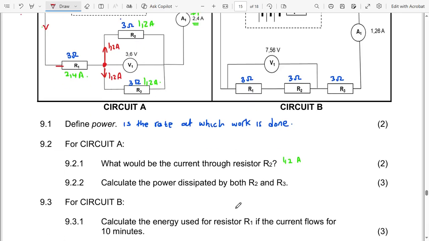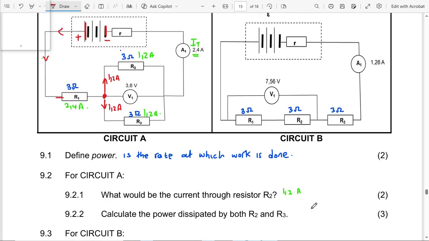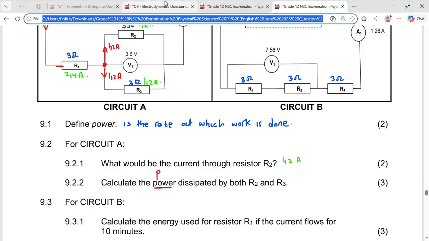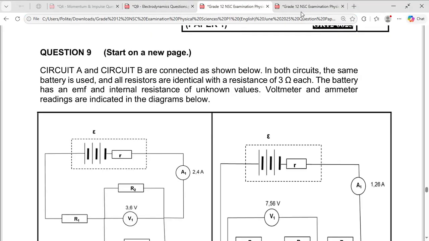Now they want the next one, 9.2.2. They say calculate the power dissipated by both R2 and R3. We are still in circuit A. Let's say you don't know what is going on in the question. You don't have to understand, but let me teach you what you need to do if you don't know. I'm going to say power. They want me to calculate power. We know that power is P. Then I'll go to the formula sheet, and I'll definitely go to some of the past papers.